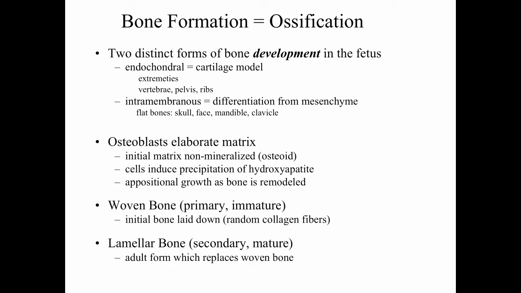We can talk about immature bone and mature bone. Immature bone, sometimes called primary bone, is also known as woven bone. That's the initial bone that's laid down, and here the bone matrix fibers are arranged more randomly. In lamella bone, the mature bone would replace the woven bone. That you can think of as the adult form of bone. There the lamella are laid down in a very regular or concentric manner.